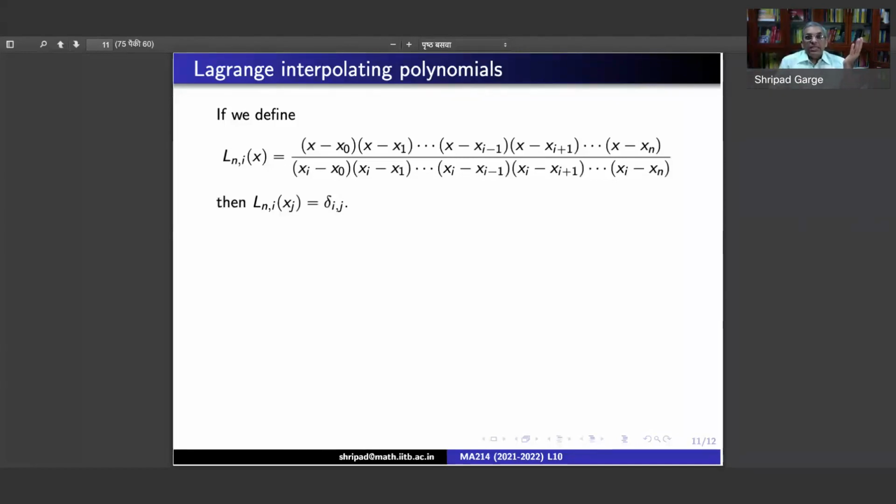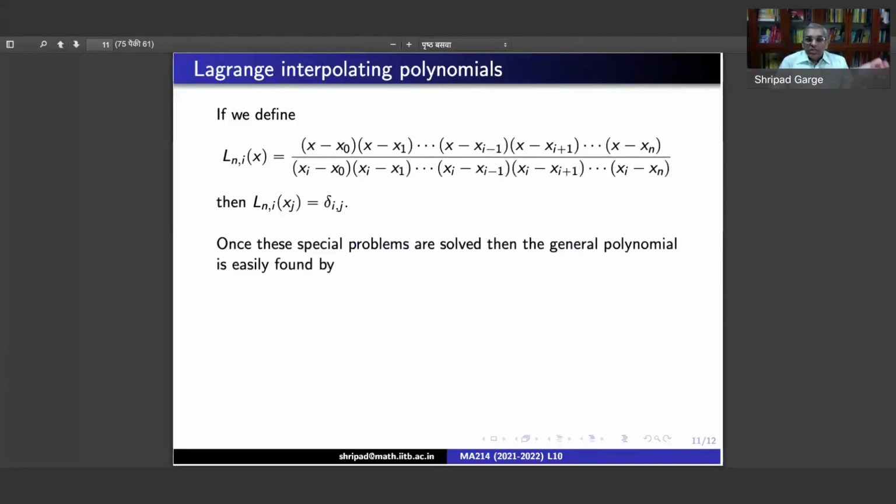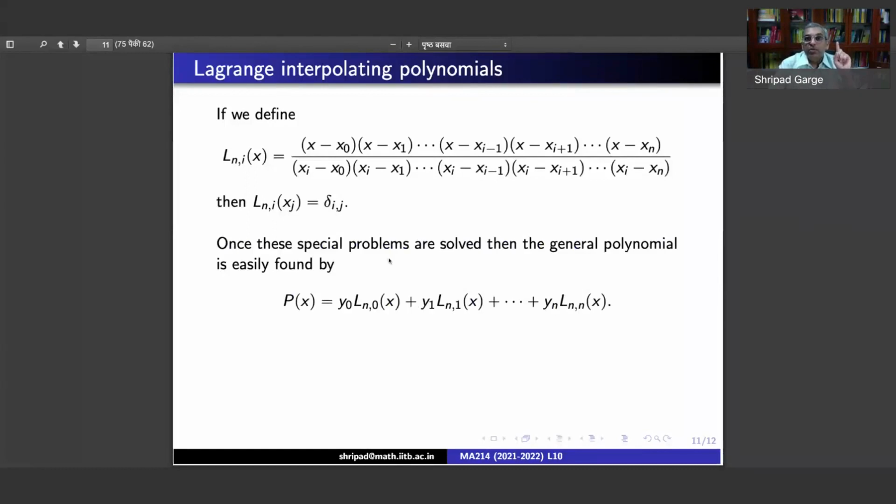And once you are done with this, then the general polynomial is found easily by doing the same trick which we have done in problem 1 for 2 points, x0 and y0. There we had only these Lagrange polynomials, and here we have a general set of Lagrange polynomials. So we take y0 ln naught, y1 ln 1, dot dot dot, yn ln n. So this is our constructive way to find the Lagrange polynomials which interpolate our given function on the given set of points.